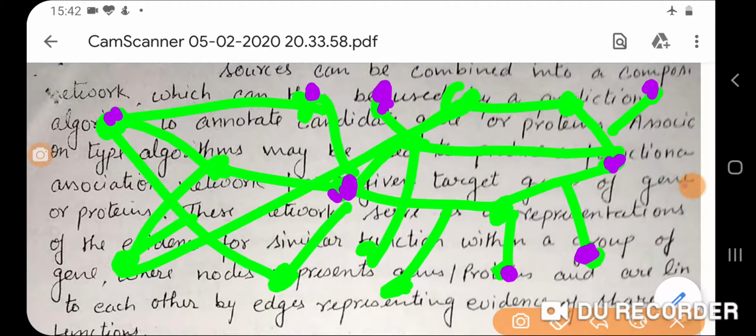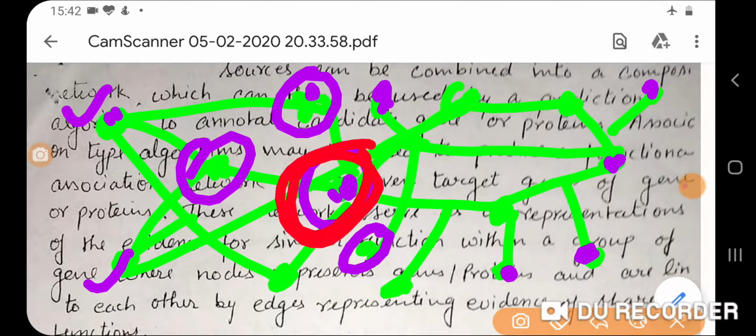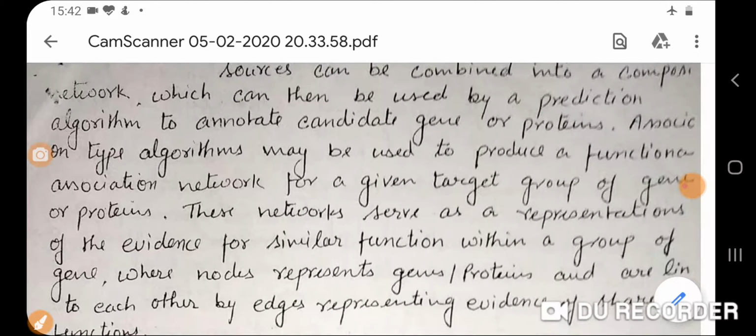So what are these dots showing? I'll just enlarge it. If you give me a structure like this, I will clearly say that this gene is the origin, because you can see most of the edges, most of the connections, are initiating from this point. Okay, so this is the center point.